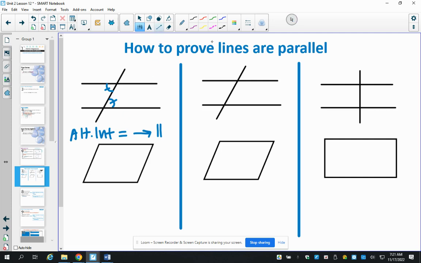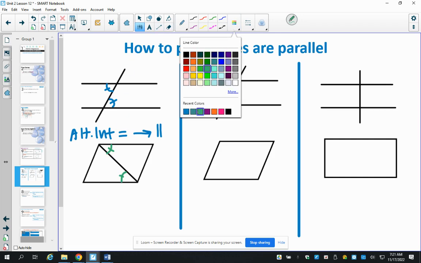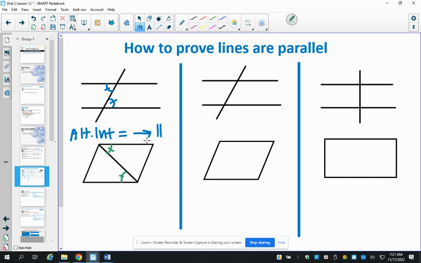The way this will show up in a parallelogram is that you're going to see angles like this. We've talked about how that creates kind of a Z. So we get this Z here with the angle and that middle line. That's going to make these two lines parallel. So these alternate interior angles force parallel.